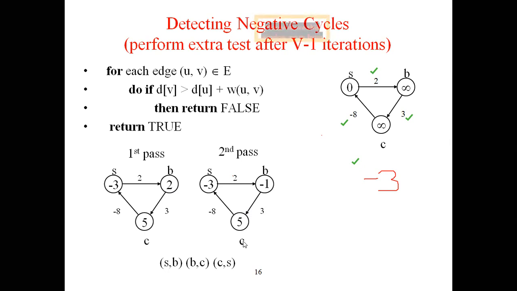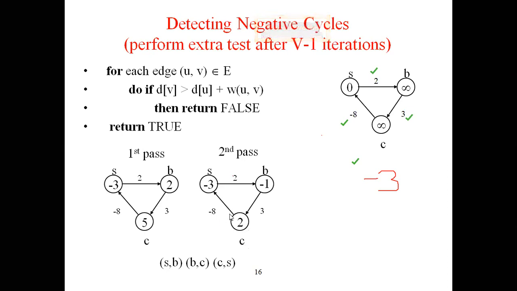At B, minus 1 is there, and the BC edge is 3. So minus 1 plus 3 is 2. Here 5 is there. So compare 2 and 5. The minimum value is 2, so place 2 here. That is at C, it should be 2. Now change it to 2.